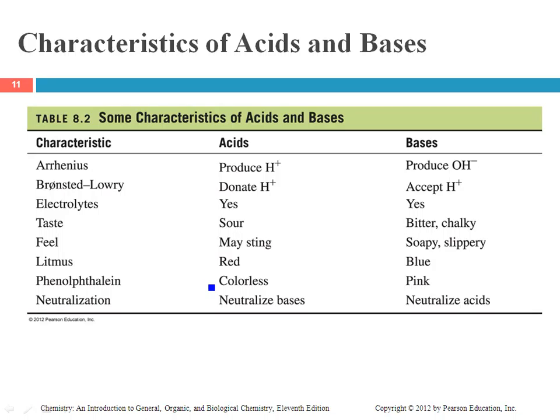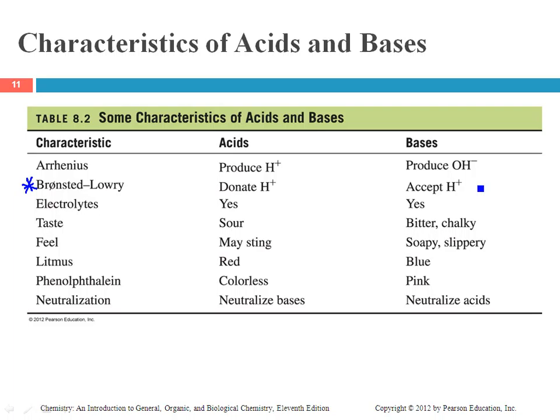Okay, so just a summary of the characteristics. An Arrhenius acid produces H+ in aqueous solution, or in water. Bases produce OH-. In Bronsted-Lowry theory, the acid is going to donate an H+, so it's going to lose positive charge, and a base is going to accept a hydrogen, or the hydrogen ion. Acids and bases both can be electrolytes. Acids are sour, bases bitter. They turn litmus paper red or blue. Acids red, bases blue.